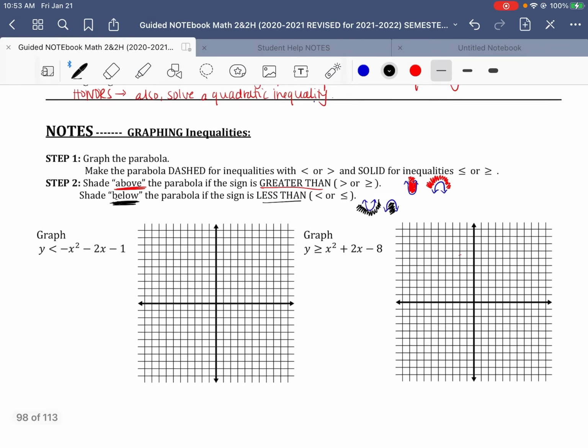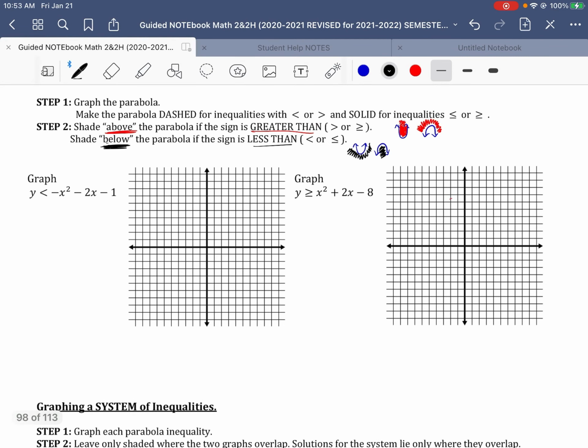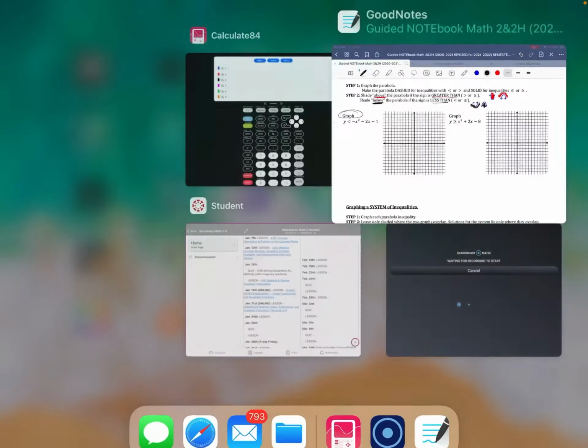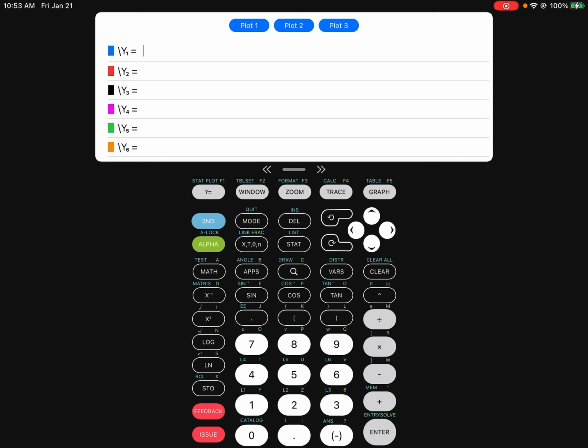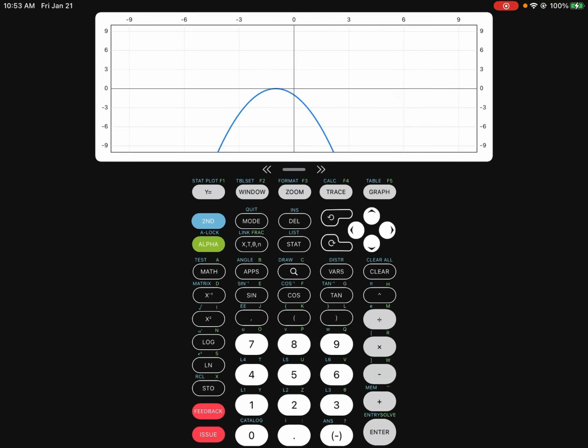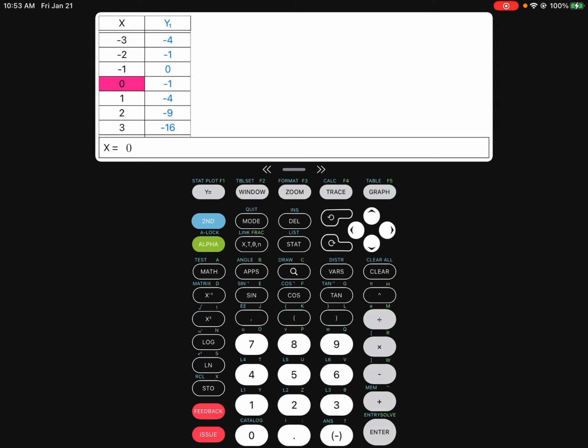So let's graph a couple of these. This first example we're going to graph says that y is less than negative x squared minus 2x minus 1. So I'm going to use the calculator, and I'm going to pull this up. I'm going to go to y equals, and we're going to do negative x squared minus 2x minus 1. And again, you can graph it if you want to see a picture of what it'll look like. We often use the table though, so we push second and then graph. And this table allows us to just kind of plot some of these points that fit on my graph.